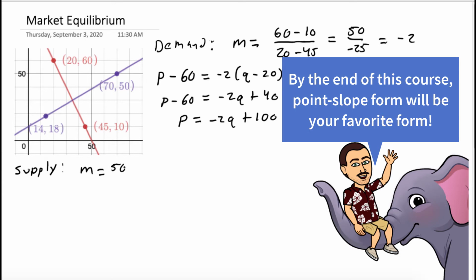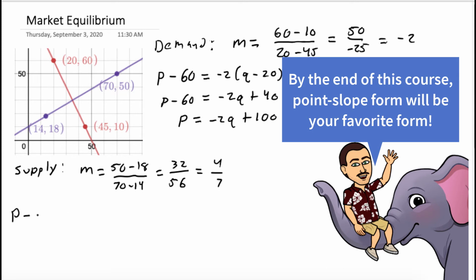Okay, so the slope of our supply line is the change in price over the change in quantity. So 50 minus 18 over 70 minus 14. That works out to be 32 over 56. Each of them have a common factor of 8, so this could be reduced to 4/7. So not as nice of a number as our demand slope, but that's okay.